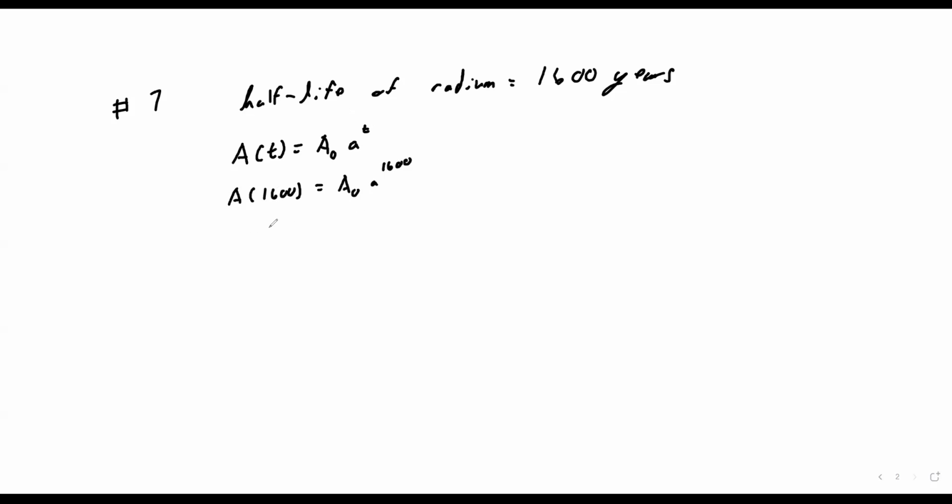We can say that if we let this be A of 0, this will end up being 1/2, because this will end up being half of whatever that is. So let's just say radium had 30,000. That was the initial amount. 1600 years later, it should have 15,000, right?